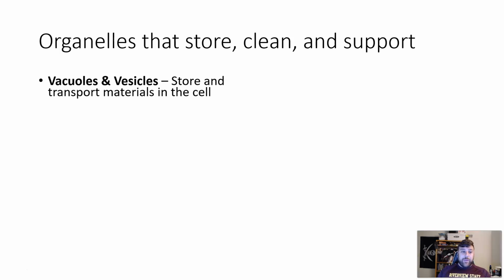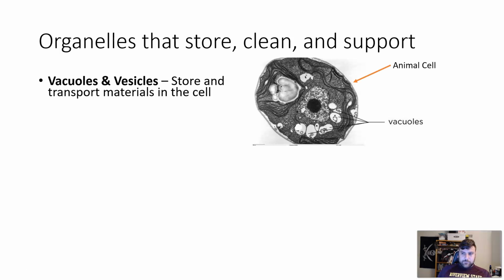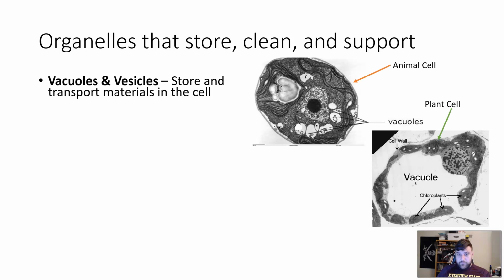Alright, so the next set of organelles that we're going to talk about are the organelles that store, clean, and just kind of overall support the cell in various ways. First, we have vacuoles and vesicles. These store and transport material within the cell. And on the screen, I have examples of animal vacuoles and the plant vacuole.